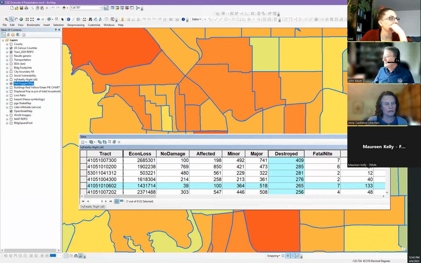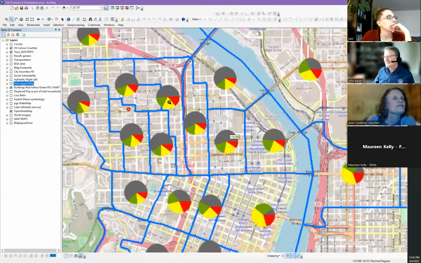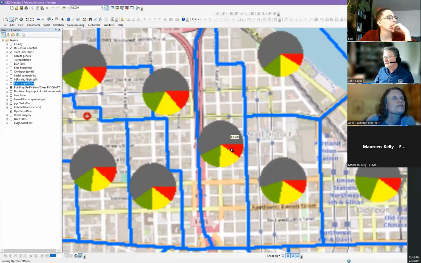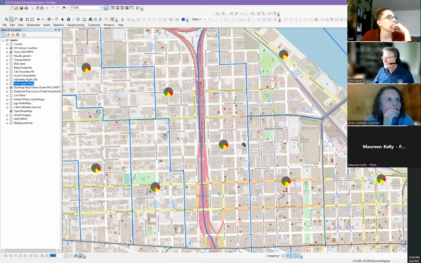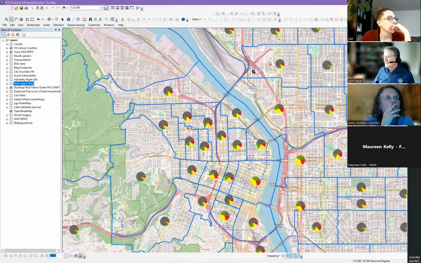You can also represent that red, yellow, green as a pie chart, which I think is kind of fun here. Talking about a disaster, it's really not fun, but it's a GIS exercise. And so what the pie chart is saying, for this census tract, the gray is don't need inspecting, the green is needs inspecting but passed, yellow is restricted, red is do not occupy.